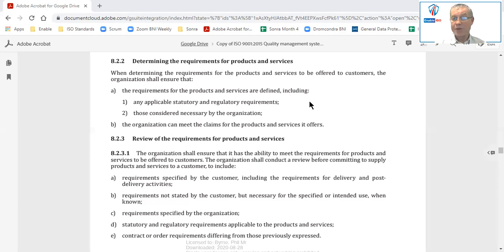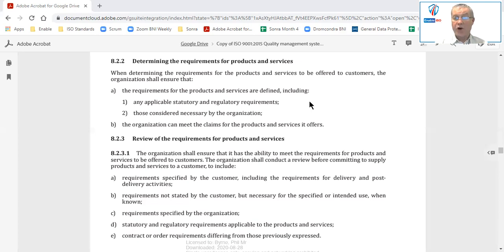So again, any applicable statutory and regulatory requirements need to be included. And number two, those considered necessary by the organization. So the organization may have particular requirements, such as we only buy fair trade, or we only use fair sources, or we build an ecological environment, or we only use recycled packaging. Or a requirement could be we always have our brand stamped on the packaging for some reason. So the internal requirements of the organization. Right? So therefore, both of these, the external regulatory requirements and the organization's own internal requirements, are also included when defining the customer requirements for the products and services. So it's the customer, plus the external, plus the internal of our own organization.